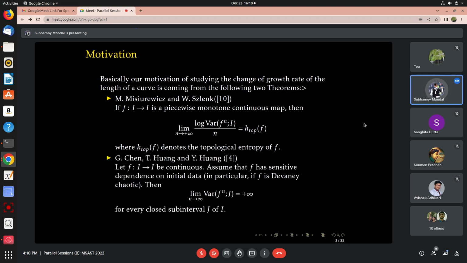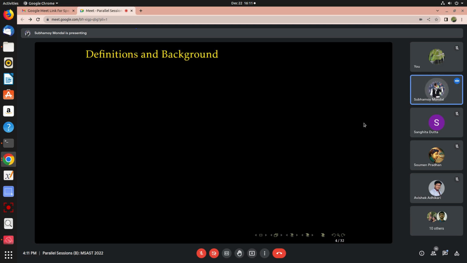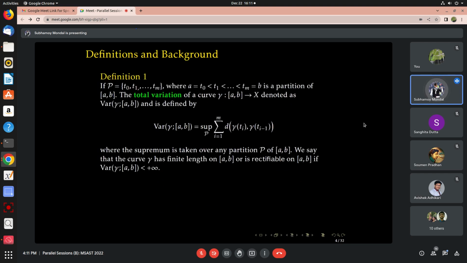The second one is due to Chen and Huang, which says that if F is a continuous interval map and it has sensitive dependence on initial conditions, then the variation of Fn on any subinterval tends to infinity. Now, to move forward, we need some definitions. First of all, I think we all know what total variation and total variation of a curve are.